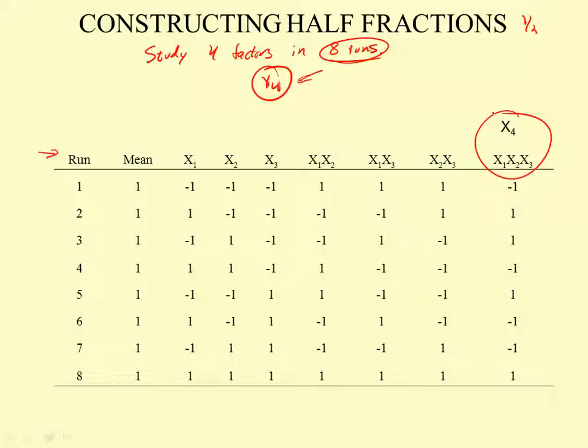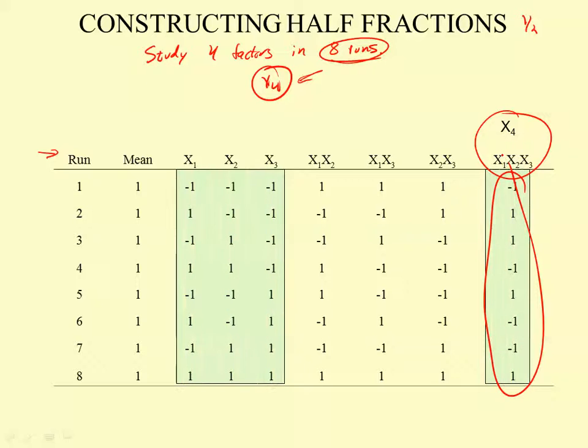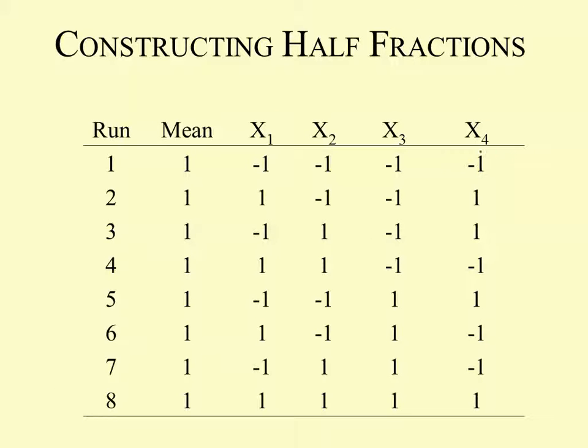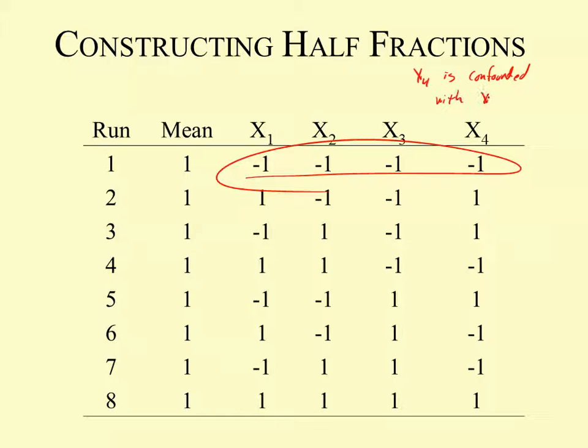So these are the settings of x4. When we do the experiment, that highlighted box, that's the experiment. That highlighted box just condensed those. This is the experimental table that we did. That's what we're going to run x1, x2, x3, and x4 in, and we're going to get data in 8 runs. And we know one thing: x4 is confounded with the x1, x2, x3 interaction.